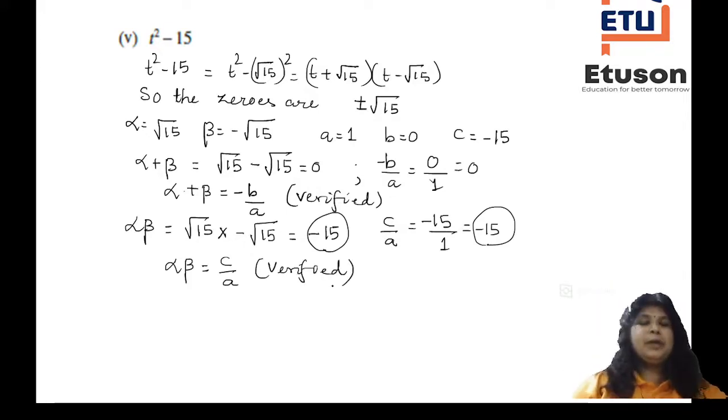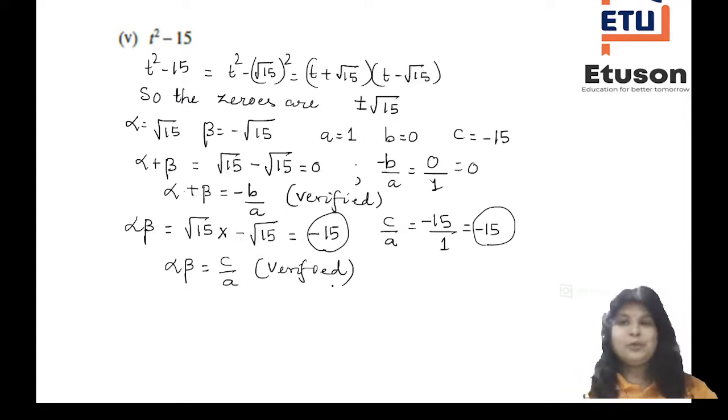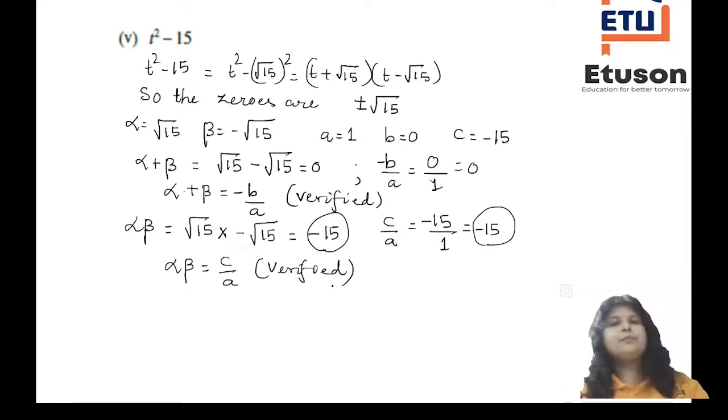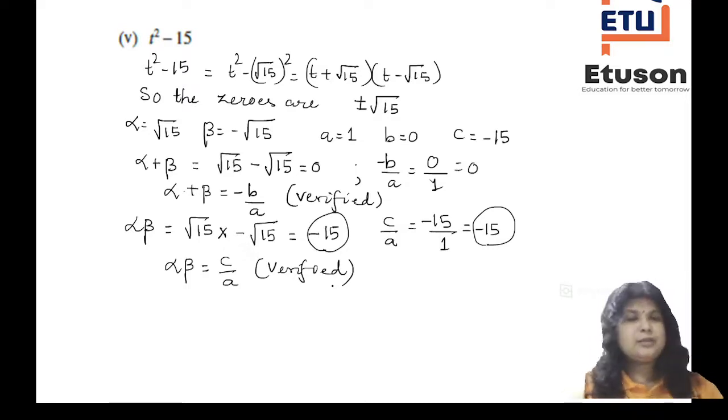So, I have done bit 1, bit 3 and bit 5. The remaining 3 bits you have to do on your own. In case of any doubt, please ask your doubt in the comment section. Shall we go to the next section of your exercise 2.2?